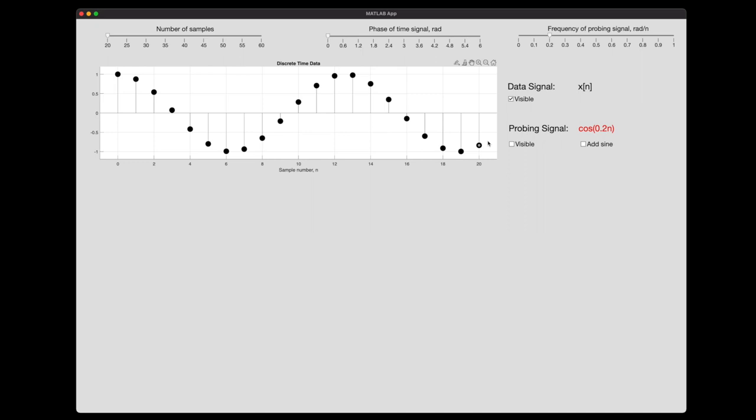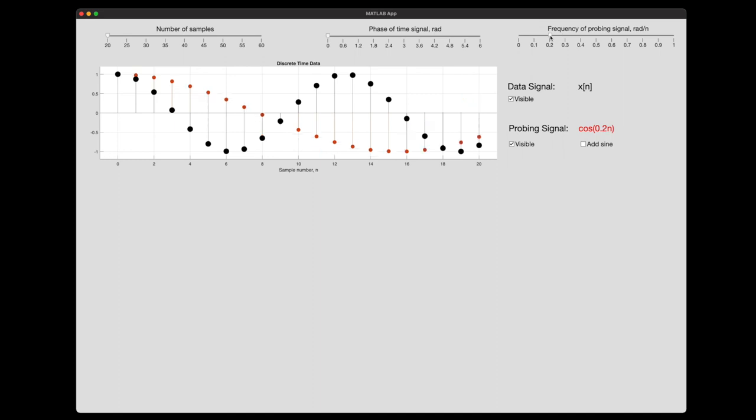So we might ask ourselves, how can we determine what this frequency is if this sampled data is all we have access to? And one way to do this is to compare the data with another signal of a known frequency and see if the two are correlated. If we find the right frequency, then we should reasonably expect the two signals to be highly correlated, whereas other frequencies will be less correlated.